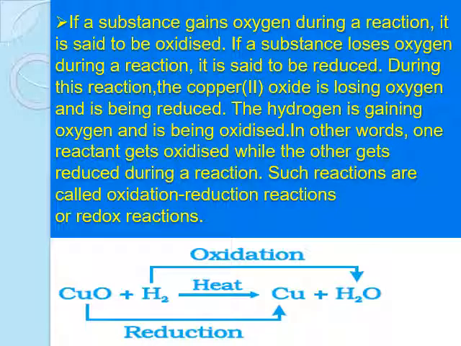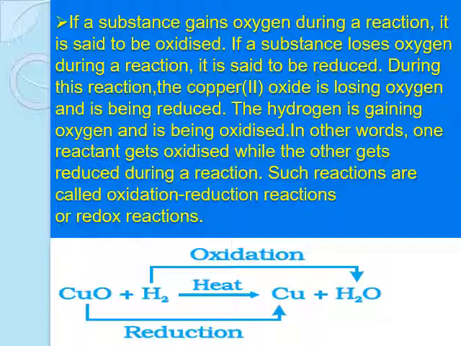So we can say if a substance gains oxygen during a reaction, it is said to be oxidized. And if a substance loses oxygen during the reaction, it is said to be reduced. So in the first reaction, we see copper get oxidized: when copper combines with oxygen, it is gaining oxygen. So it is known as oxidation.